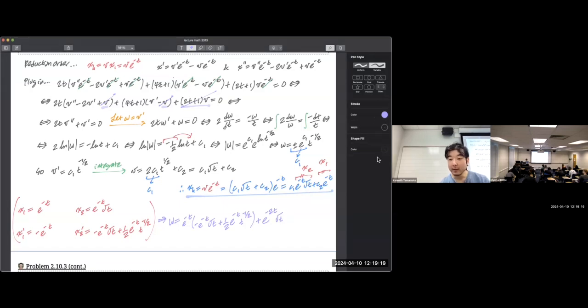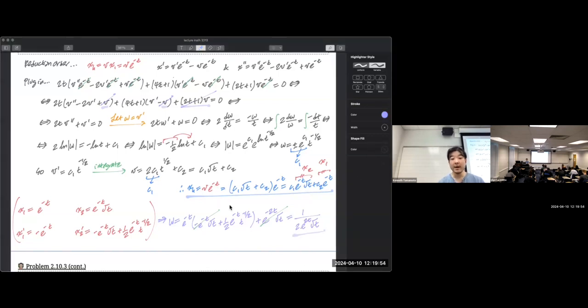Now if you distribute this e to the negative t and this negative e to the negative t times this, that's just a negative version of this, so these will cancel. And so you're left with just 1 over, there's a 2 because there's a half, you have these two on the bottom, so e to the 2t and then square root of t. That's your Wronskian.